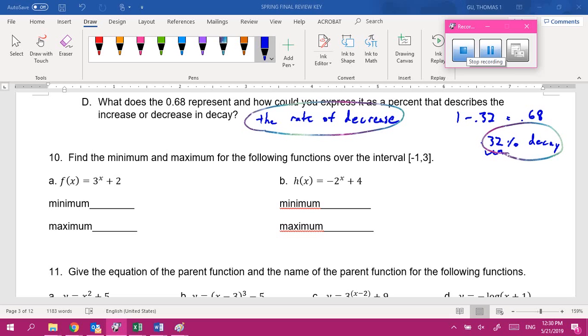Number 10, you're finding the minimum and maximum for the following functions over the interval. A lot of people struggled with this back then. Finding the following over the interval of -1 to 3. So what you need to do first is kind of imagine what this even looks like.